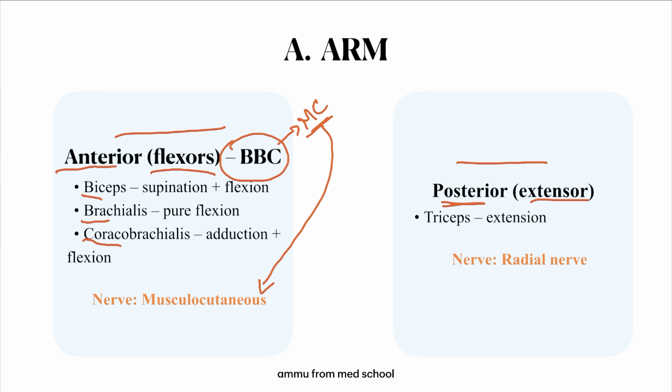Coming to posterior, you only have triceps, and the nerve is a radial nerve. So P for posterior, nerve is radial. So when you just pull a line, the posterior becomes the radial nerve.